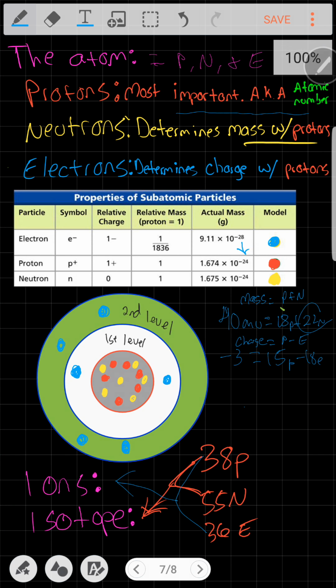So if my electron number changes, I get an ion. If my neutron number changes, I get an isotope. I hope that clears anything up.